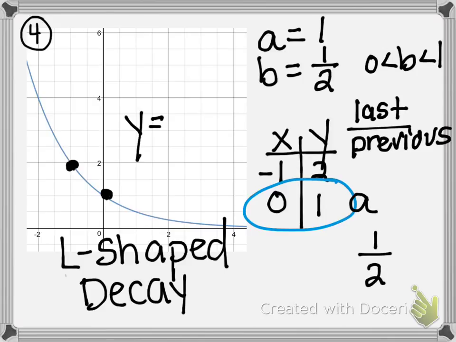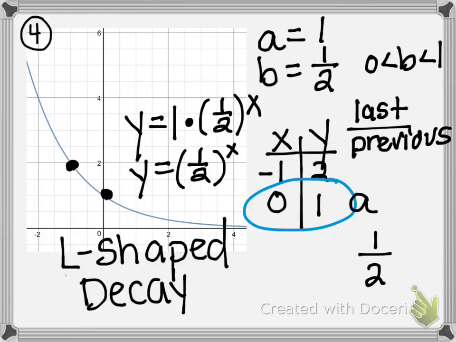And when we write the equation, you can write 1 times 1/2 raised to x, but when you simplify it and actually look for the answer choice, it's going to have that 1 as automatically understood, so just y equals 1/2 raised to x.